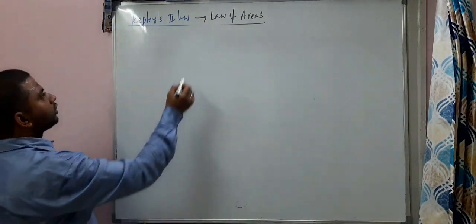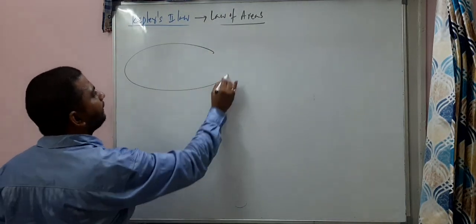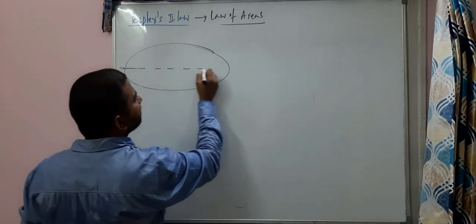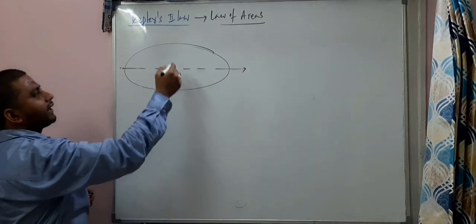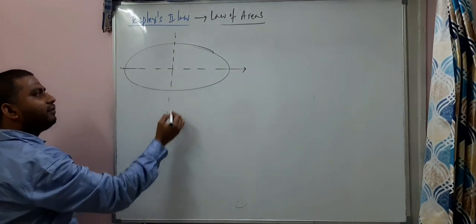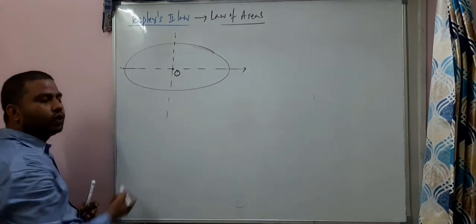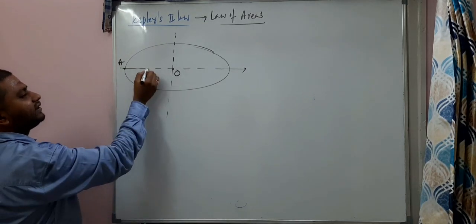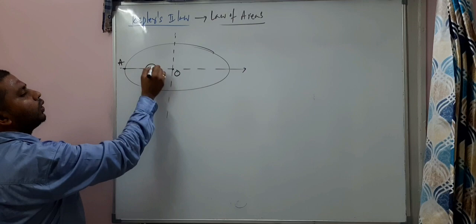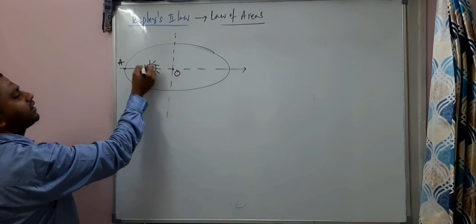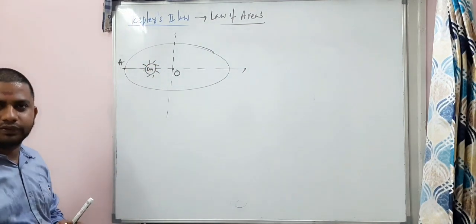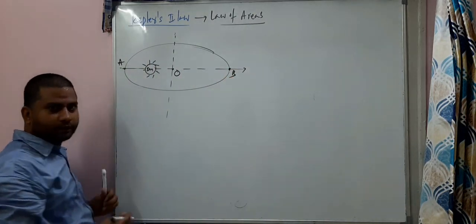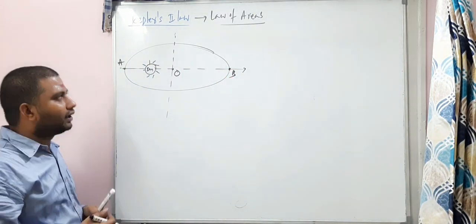So I'm just drawing the same elliptical path here, and we know this is our major axis, and this is our minor axis, and this is O, and this is the initial position of the planet, and this is the sun position also, my dear students. Observe everybody. And this is the planet position called B here. Alright.